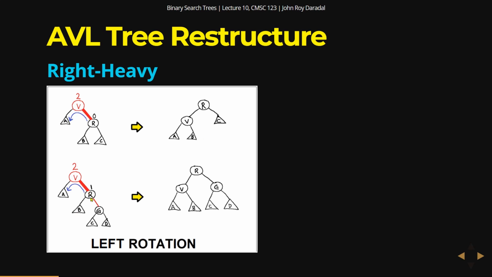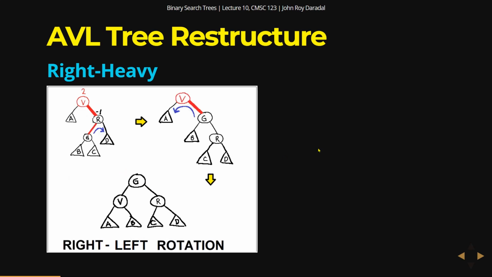And then if it's super right heavy, because it's right heavy on the V and then right heavy also on the right child, then we'll do also one rotation only, one left rotation. So R becomes the parent, V becomes the left child, and the grandchild is still the right child. So you'll notice that the resulting tree or subtree is already balanced in this case by only doing one rotation.